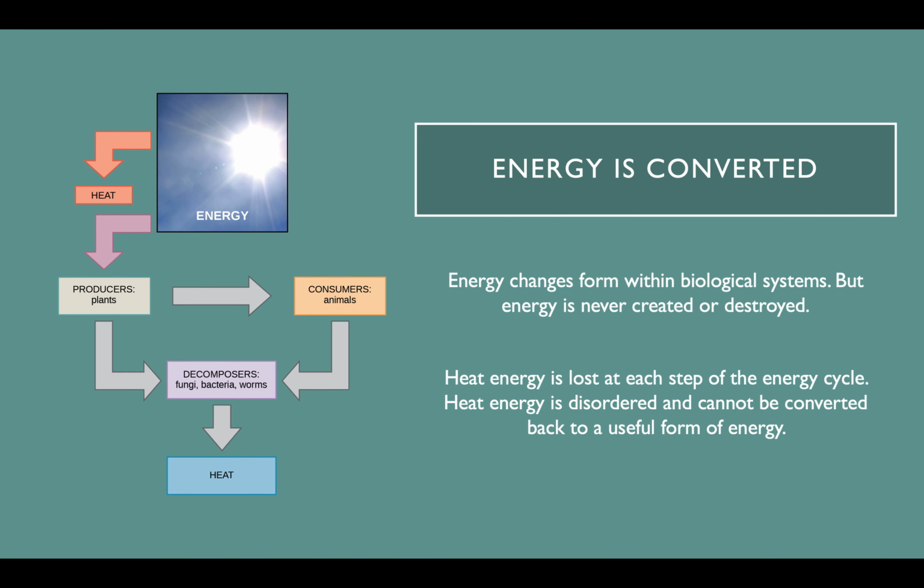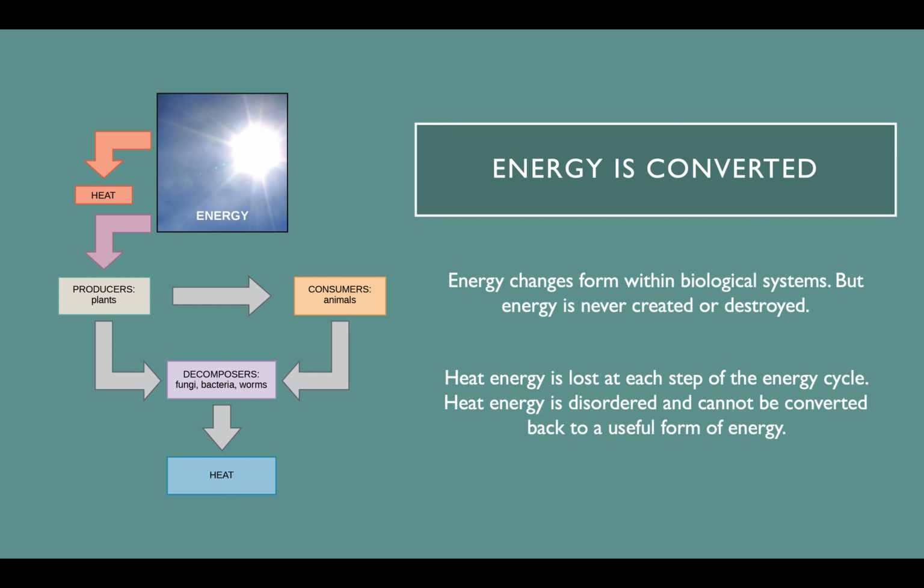Now I want to talk about how energy is converted. Energy changes form within biological or living systems, but energy is never created or destroyed. Heat energy is lost at each step of the energy cycle. Heat energy is disordered and cannot be converted back to a useful form of energy. That's why our bodies release heat in the form of sweat and heat while we're working out and things like that. That heat can't be converted or used by our body in a helpful way, and so we do release it.